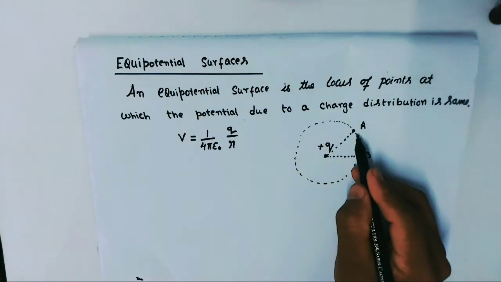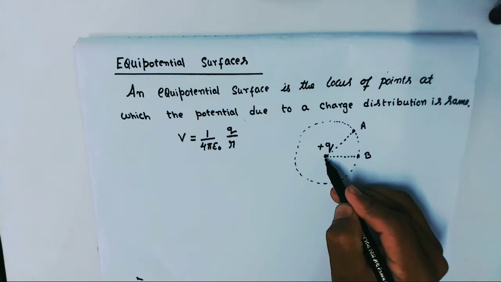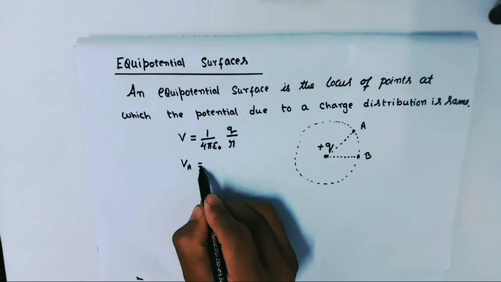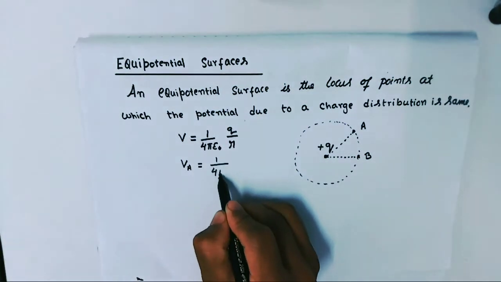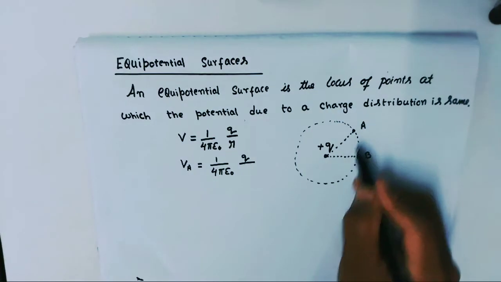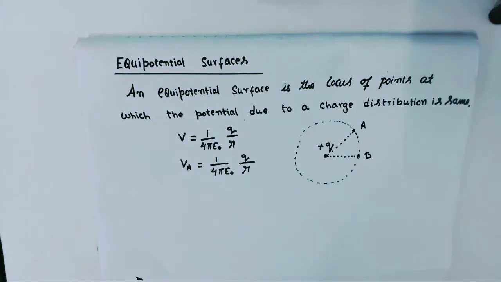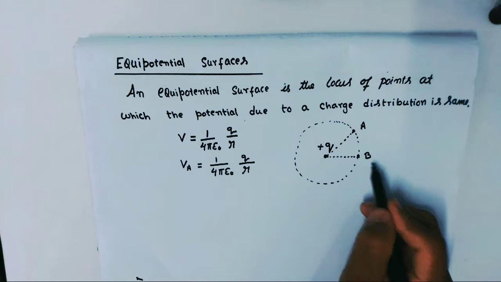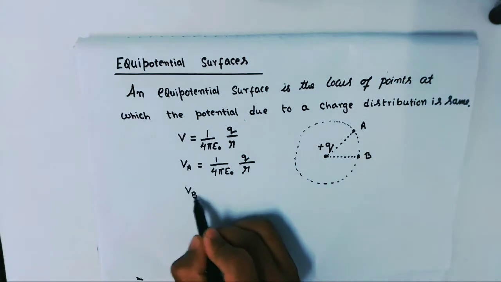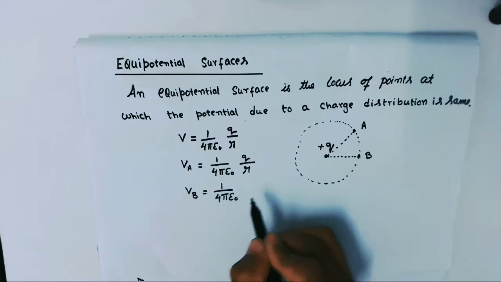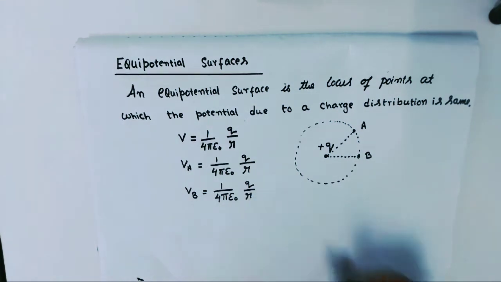So as we can see from here, this point A is at a distance R from plus Q. So suppose the potential at A is VA, then this is represented by 1 by 4 pi epsilon naught Q, and the distance of this point A from plus Q is R. So similarly, this point B is at a distance R, so the potential at B is equal to 1 by 4 pi epsilon naught Q divided by R.